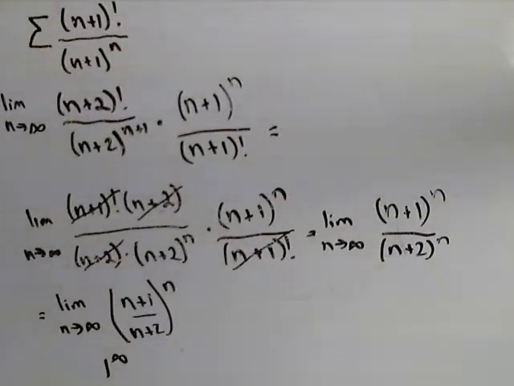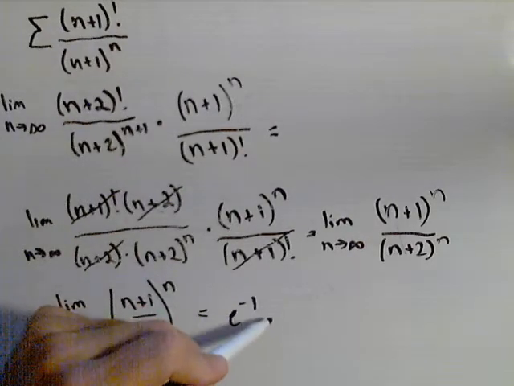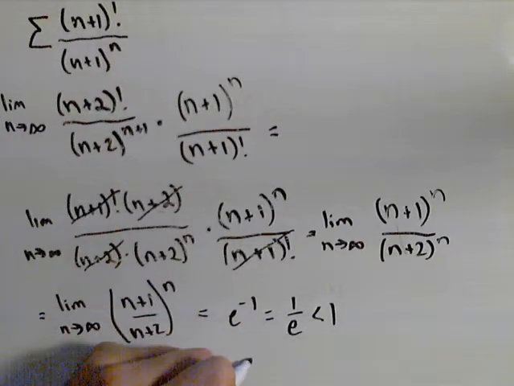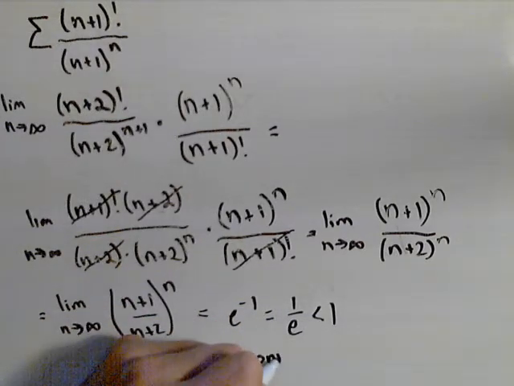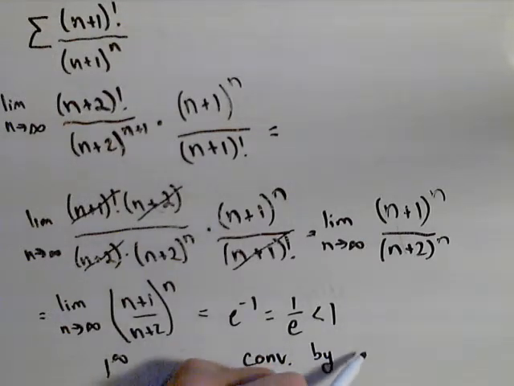So I come back to here. This is equal to e to the negative 1, or 1 over e, which is less than 1. So our series is in fact convergent by the ratio test. And we are done.